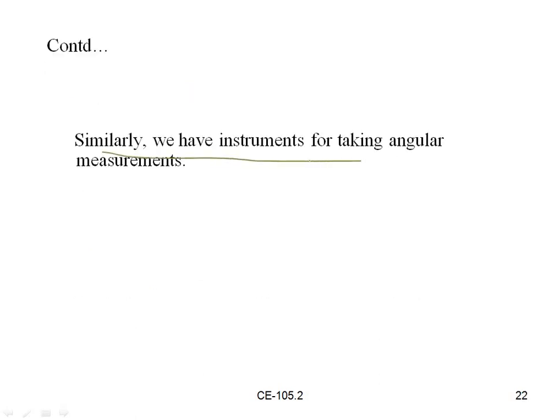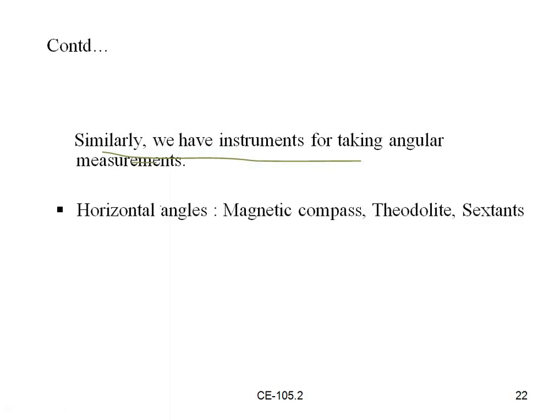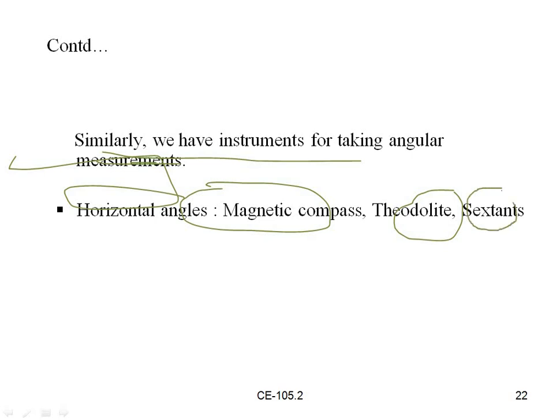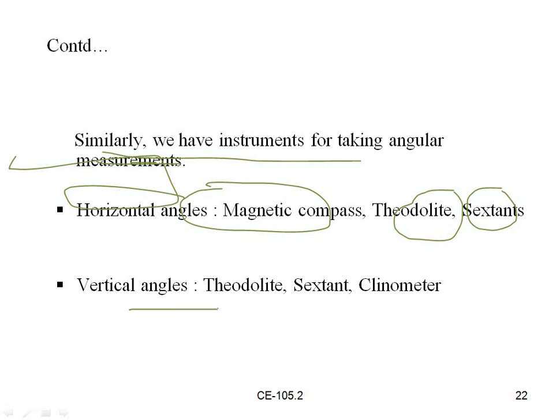Similarly, we have instruments for taking angular measurements. For horizontal angles: magnetic compass, theodolite, sextant. For vertical angles: theodolite, sextant, clinometer. So these are the instruments for angular measurements in surveying.